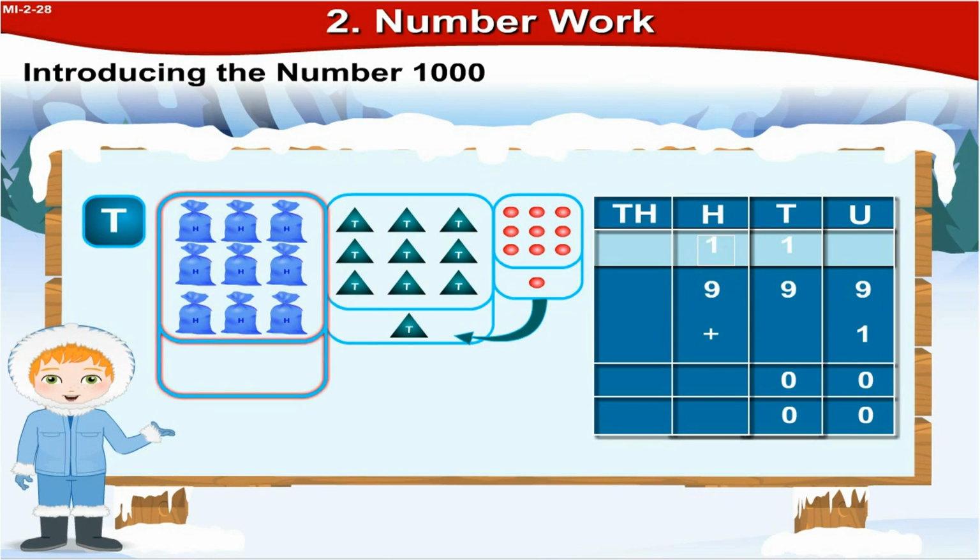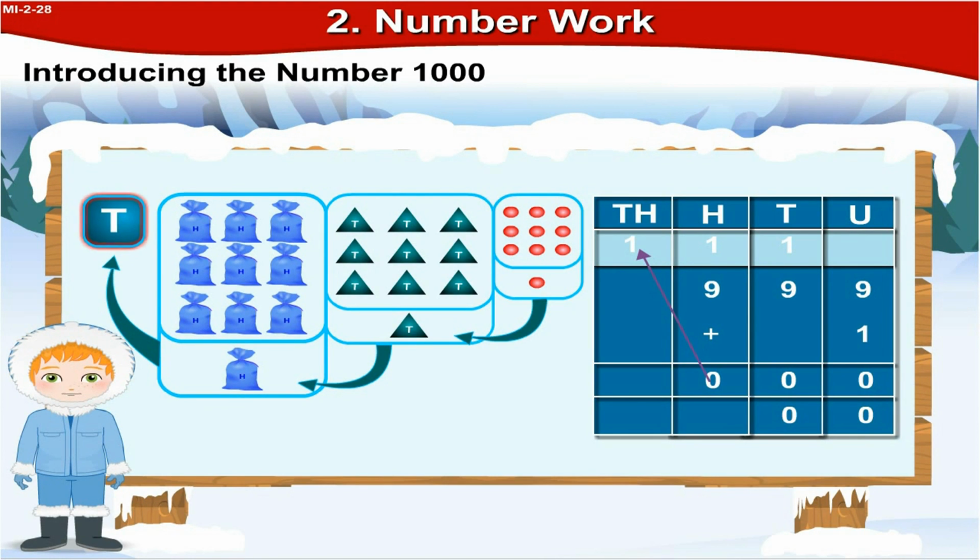9 hundreds and 1 hundred makes 10 hundreds. This again gives us a 1 which has to be carried over. So, we make a new place for this carried over 1. This is the thousands place. In the number 1000, there is 1 in the thousands place and there are zeros in all other places. This number is read as one thousand.